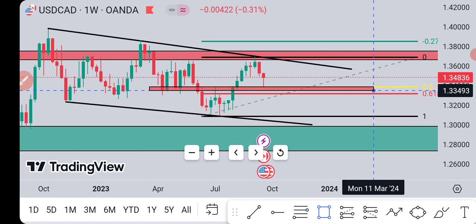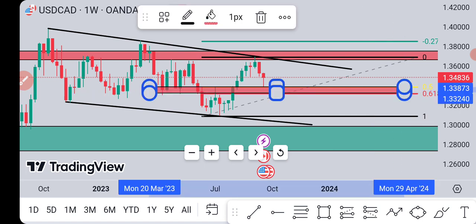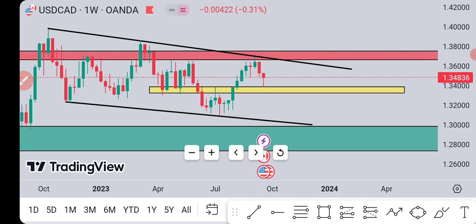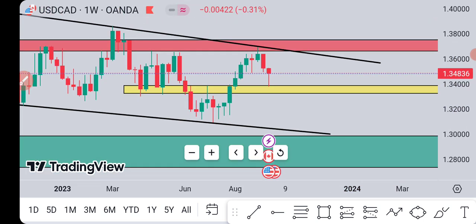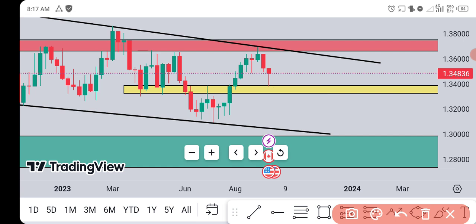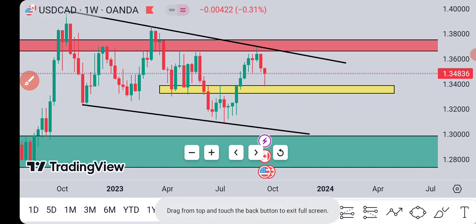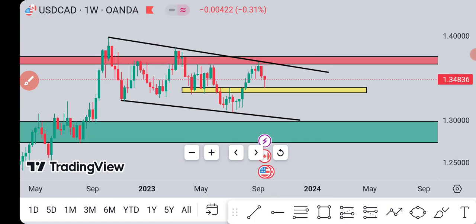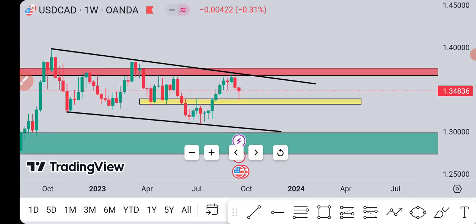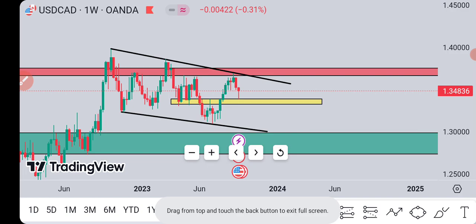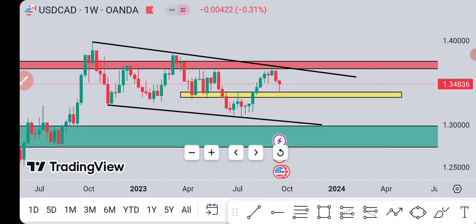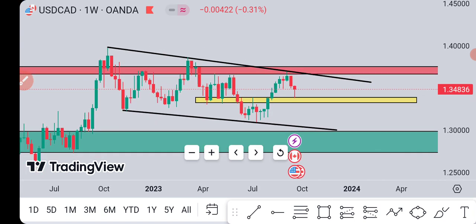Remember, the Fibonacci will always align with zones. So if I'm taking out my Fibonacci level now, you can see the 50% retracement level, which is this zone here, and this week's candle just came and gave us a rejection. So now I won't be looking for buying opportunities or selling opportunities for this pair. I'll patiently stay out of this pair for now, because we are just in a range.